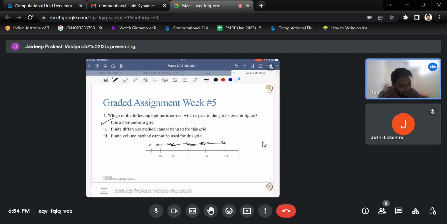Finite difference method cannot be used for this grid. That statement is wrong, as we can still define dou u by dou x as u i plus 1 minus u i by delta x. It's just that this delta x will be changing from one value to another. Finite volume method cannot be used for this grid. That is also wrong, as we can define the function at the center of these two and then multiply it with the area or length or whatever it is, and then find out the expression correspondingly. So we are able to use the finite volume method and the finite difference method for a non-uniform grid as shown here. So the only correct option is option 1.